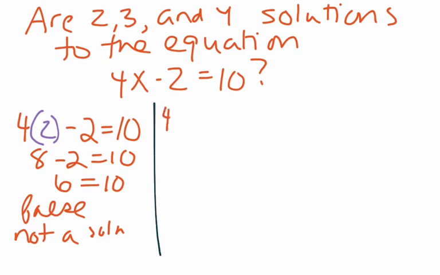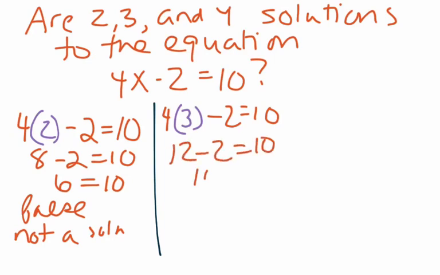Next one is the number 3. So we're going to go ahead, and what I'm doing there with the color is I'm just changing the color so that you can see where I had the x, I'm plugging in the number. So wherever the x was, that's where the 2 goes. Wherever the x is, that's where the 3 goes. 4 times 3 is 12. 12 minus 2 is 10. And so we get 10 equals 10, which is a true statement. So that is a solution.